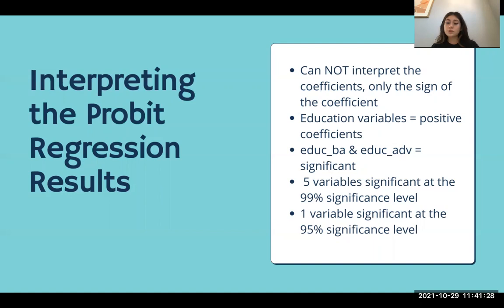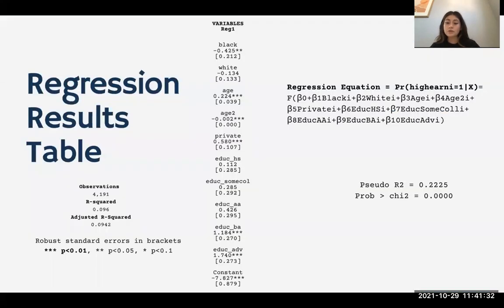When looking at the significance, the 5 variables that are significant at the 99% level are age, H squared, private, education with a BA or BS degree, and education with an advanced degree. The only variable significant at the 95% level is the variable black. The rest of the variables are technically considered insignificant.